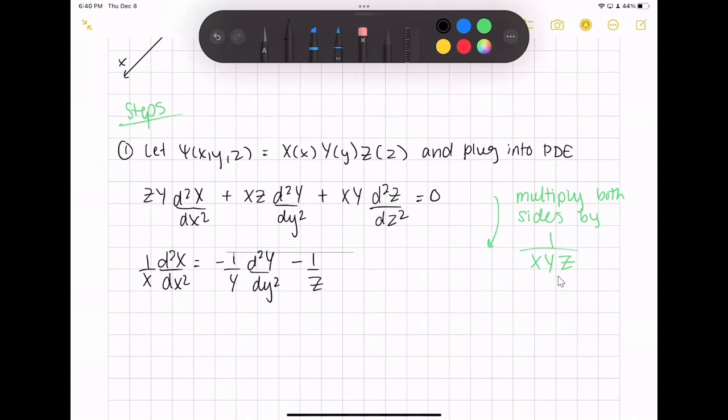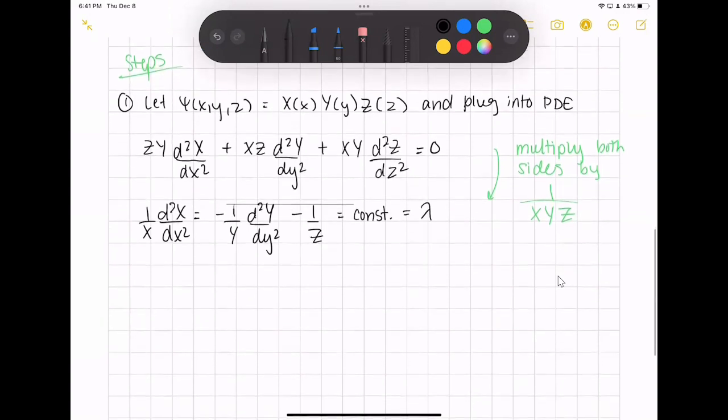And I'm just bringing the y and the z term to the right-hand side because I want to get my eigenvalue equation in terms of x. So to do that, I set it to a constant, and we're going to call that constant lambda. So next, what do we do? We solve this eigenvalue equation.